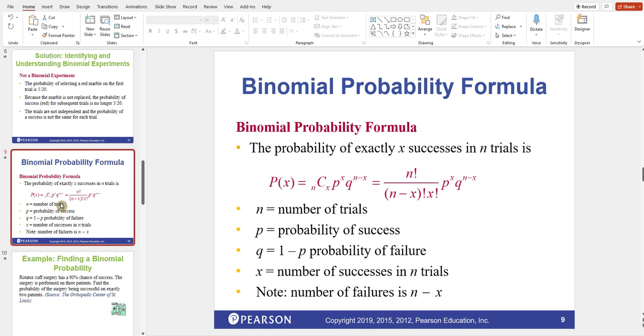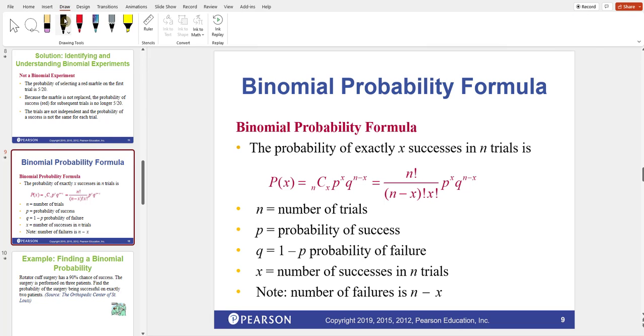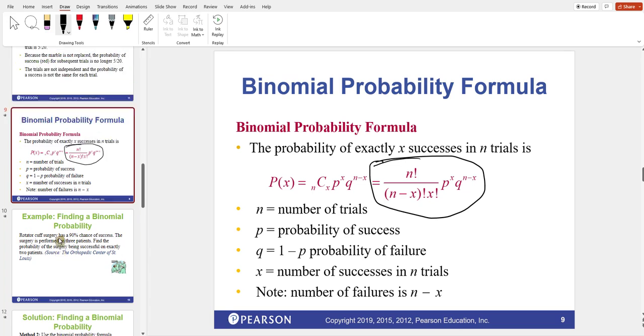But the formula is, and you're going to look at this part here. Let me get my pen out. So this is the main formula that you look at, this here: N factorial over N minus X factorial times P raised to the X power times Q raised to the N minus X power. Okay, and once again, I gave you the letters and what they represent.